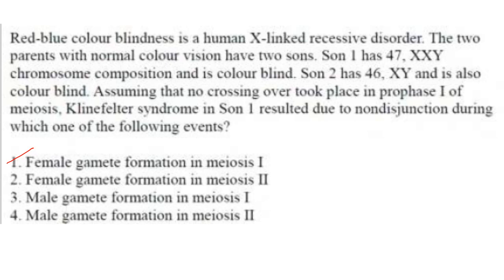But if it occurred at meiosis 2, you would get a normal son and a Klinefelter's son. So it is meiosis 2. So the meiosis 1 option is ruled out. Then female gamete formation in meiosis 2. It will be the female gamete because the X chromosome comes from the mother and the Y chromosome is given by the father. So the non-disjunction has taken place in the X chromosome. So the answer is option 2, female gamete formation in meiosis 2.